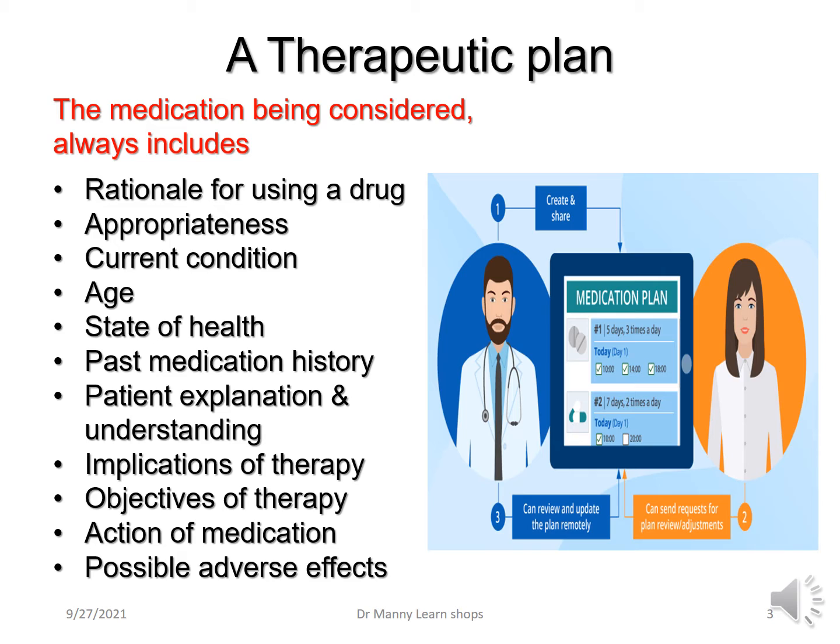Okay, before you ever consider medication for a patient, there should always be a therapeutic plan. Basically that means the medication being considered should always include why this medication has been ordered, the appropriateness, the patient's current condition, their age, the state of their health, their past medication history. A patient explanation and understanding must be provided. Implications of the therapy, the objectives of the therapy, the action of the medication, and any possible adverse effects related to the medication being ordered.